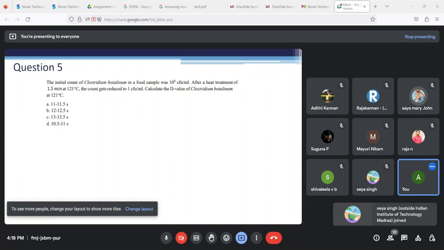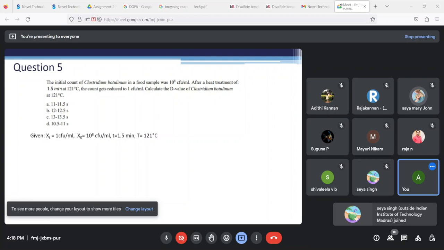So microbial death kinetics follow a first order reaction rate. First we'll discuss the given. X t, that is x after 1.5 minutes, is 1 CFU per ml. X naught, that is what was initially present in the food sample, is 10 power 8 CFU per ml. Time is equal to 1.5 minutes and temperature is equal to 121 degrees Celsius.